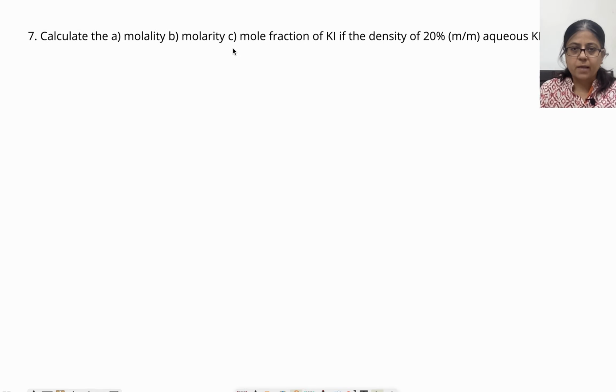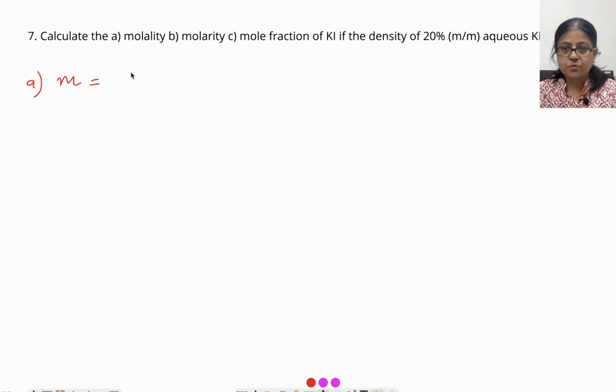Calculate molarity and mole fraction of potassium iodide if the density of 20% mass by mass aqueous potassium iodide is given here. How to calculate the value here? Molarity as well as mole fraction. To calculate molarity, first you need the moles of solute divided by mass of solvent in kg.